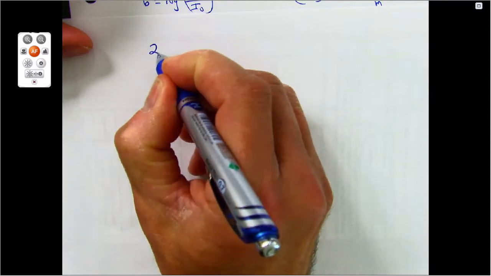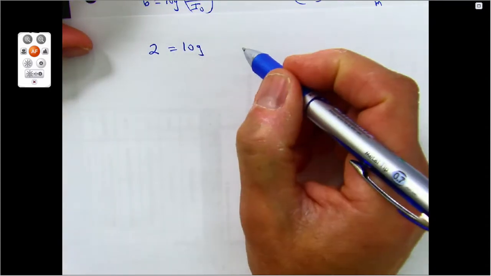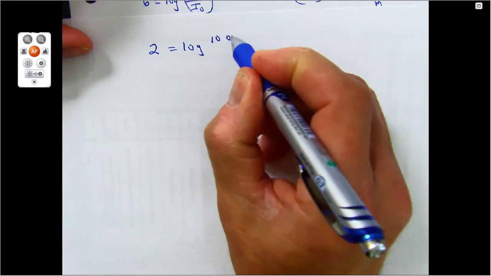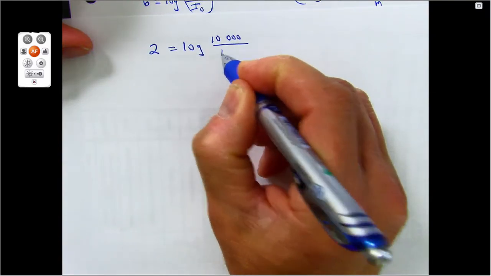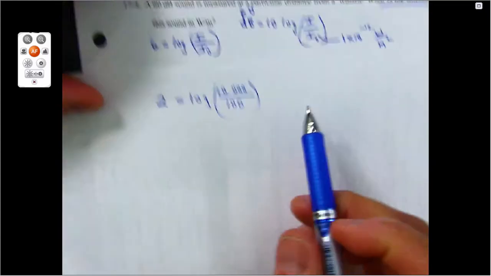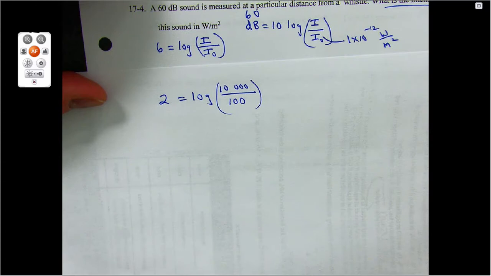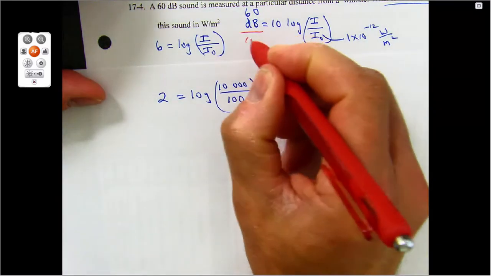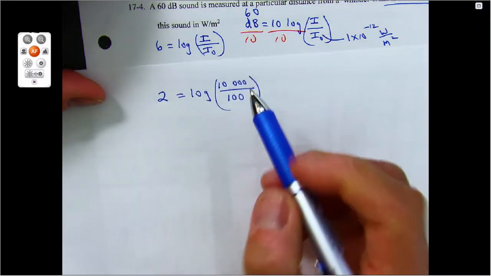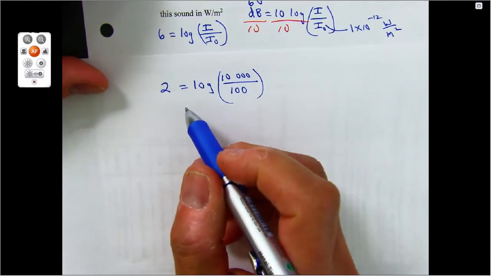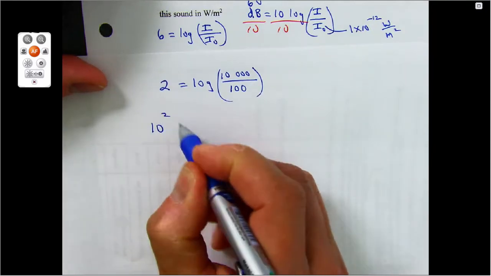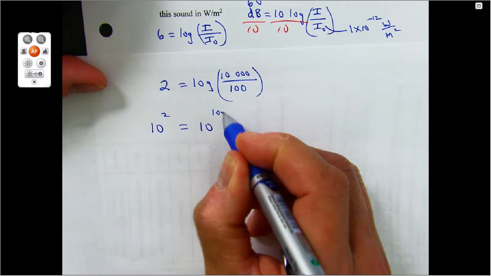So if you have 2 is equal to the log of, let's see, 10,000 over 100, we have something that kind of looks like this, right? We've got 2 equals the log of a number over a number, like I over I sub O. Yeah, I divided both sides by 10. I'll put this in red. Okay, now check this out. If I take the inverse log of both sides, 10 to the 2 is equal to 10. Don't write this down. I'm just proving this.